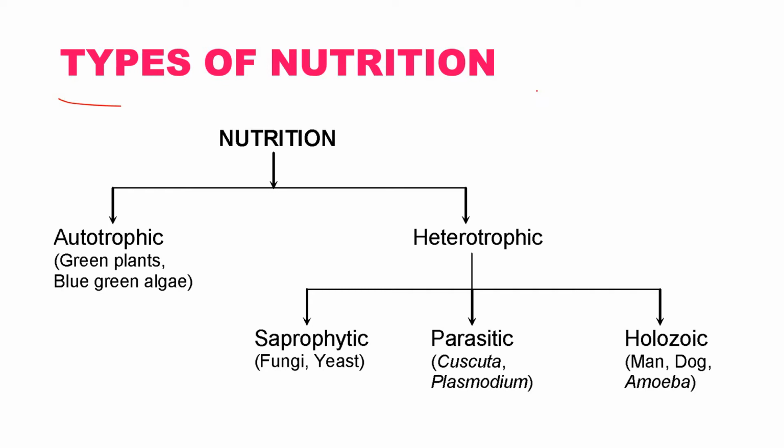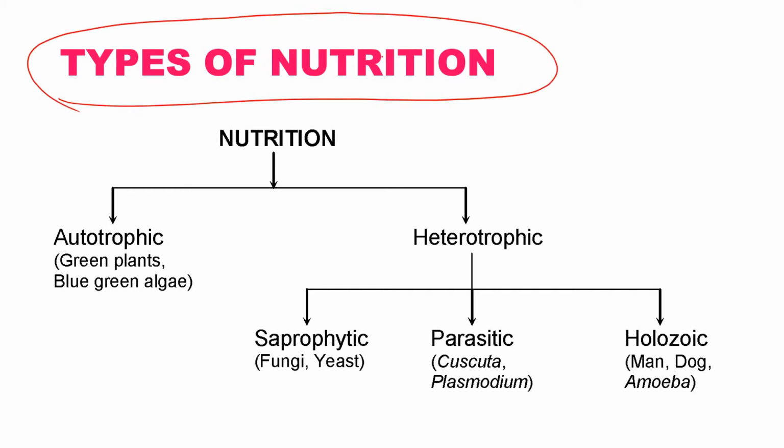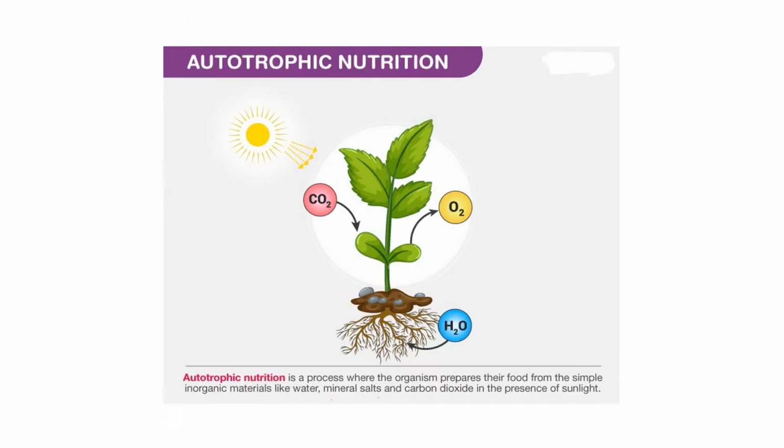Now the next question comes: how many types of nutrition are there? There are basically two types of nutrition. Number one is the autotrophic and number two is the heterotrophic. Autotrophic means what? We will be studying in the next slides, and heterotrophic we'll be studying a bit later on. So let's start with the autotrophic nutrition.